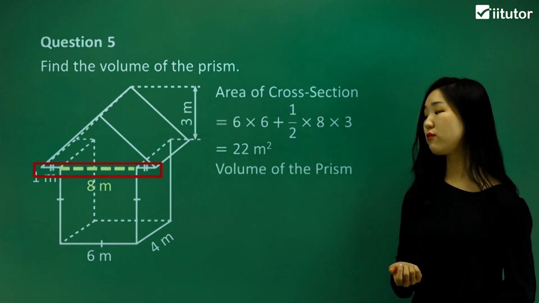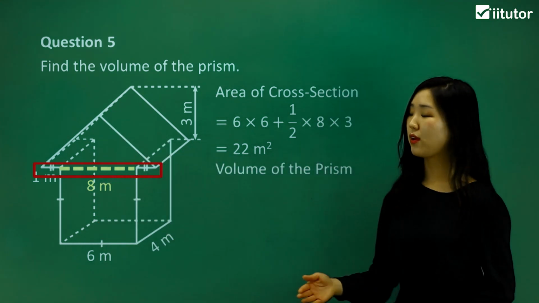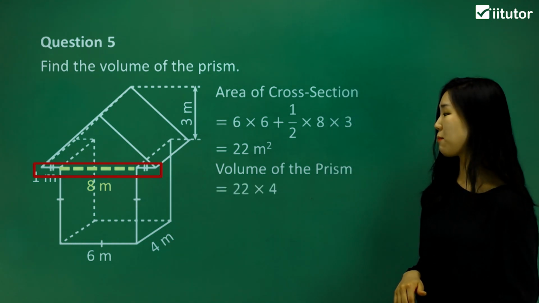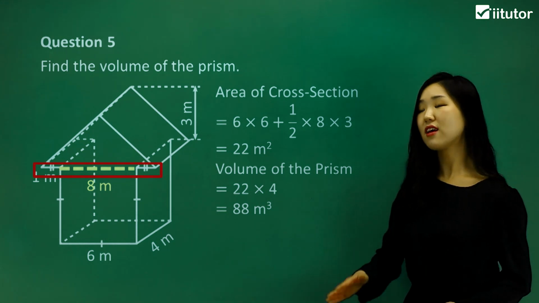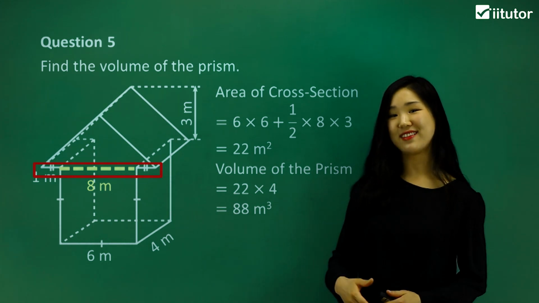And finally, to get the volume, because we've now got the area of the cross-section, all we need to do is multiply it by how deep it is. Again, they tell us it's 4. So multiply that by 4, and we get 88 meters cubed. Did that make sense, guys? So first step, I want you to always find the area of the cross-section and then multiply it by how deep or high it is.